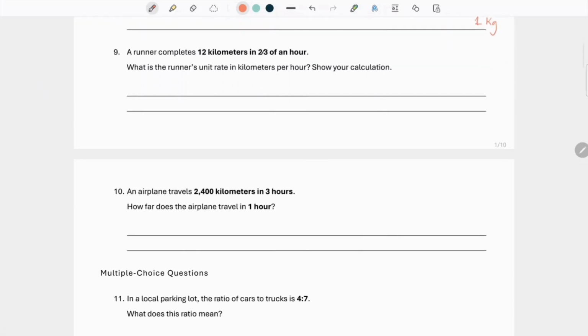Next one, number 9. A runner completes 12 kilometers in 2/3 of an hour. What is the runner's unit rate in kilometers per hour? So again, we're looking at rates. You got kilometers, you got hours. Which one is going to go at the bottom of the fraction? Which one do we want one of? We want it per hour. So hours are going to go at the bottom. So we're going to draw a fraction bar. We're going to write the quantity that we want at the bottom. We've got 2/3 and we've got 12 kilometers at the top.